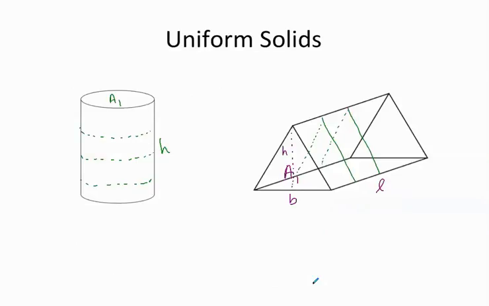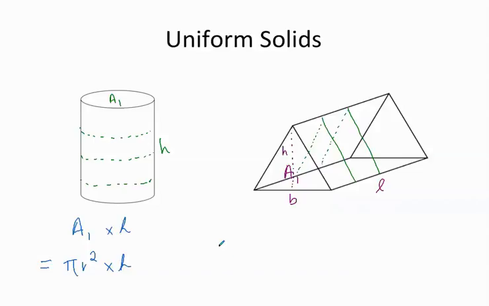Some other uniform solids, so we have a cylinder here and a triangular prism. So with this cylinder, you can see if I cut along those dotted lines there, it's going to have that same cross section, which is going to be that A1. So if we work out the area of A1 and then multiply it by the height, which is also the length of it if you have it tipped on its side there. So the area of A1 is just the area of a circle, which we looked at in the previous video. So pi r squared multiplied by the height gives you the volume of a cylinder.